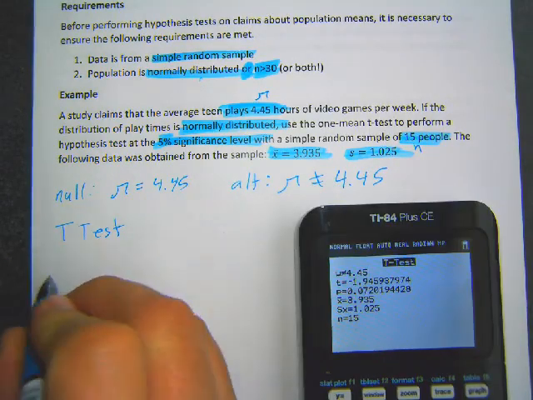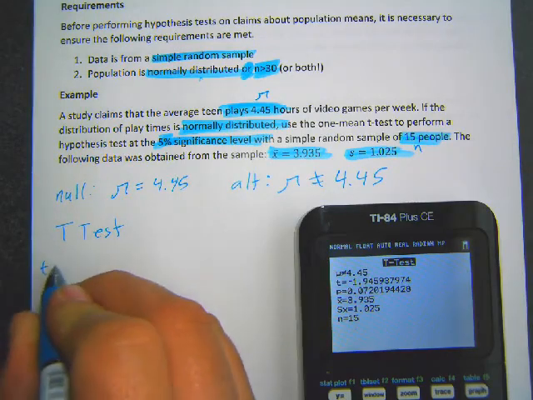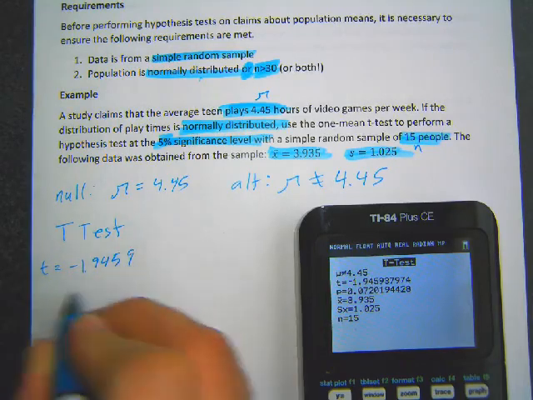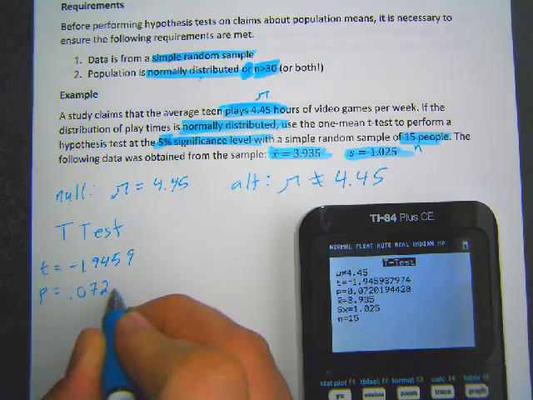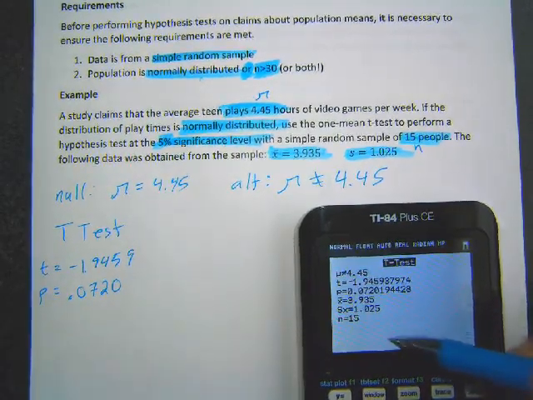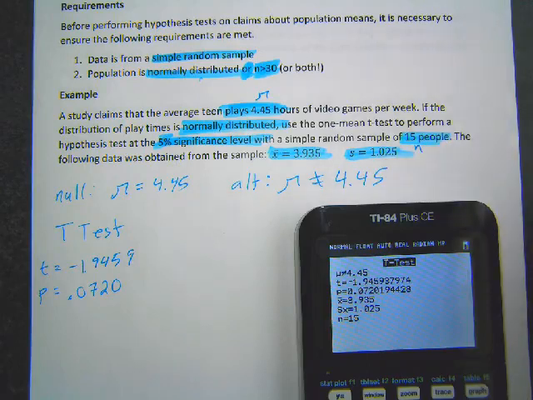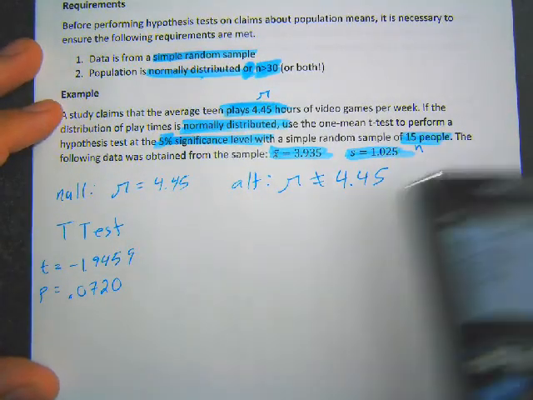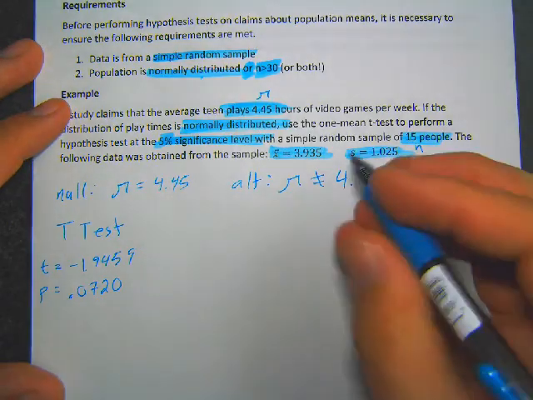So it tells us the t-score, the test statistic, is negative 1.9459, and the p-value is 0.0720. And then the other stuff, the sample mean, sample standard deviation, and the sample size, that's all stuff we already know, so I'm not going to write that down. So that comes from there, and then we can start thinking about the critical value method.